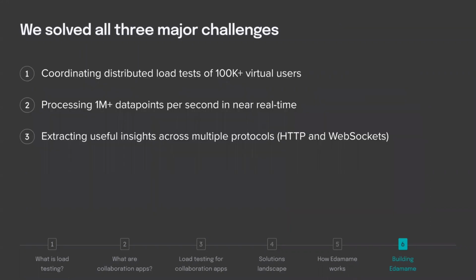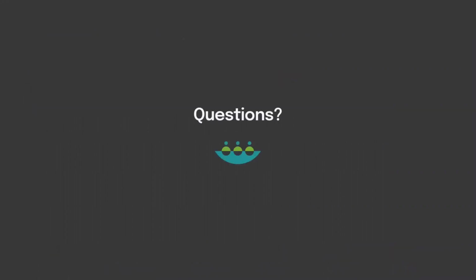And that's it. At the end of the day, we were able to solve these 3 challenges in order to build Edamame. We were able to coordinate distributed tests of greater than 100K virtual users. We were then able to process the 1 million plus data points per second in real time. And finally, we were able to extract useful insights, not just for HTTP, but also for WebSockets with our custom Go extension. So thank you everybody for listening.